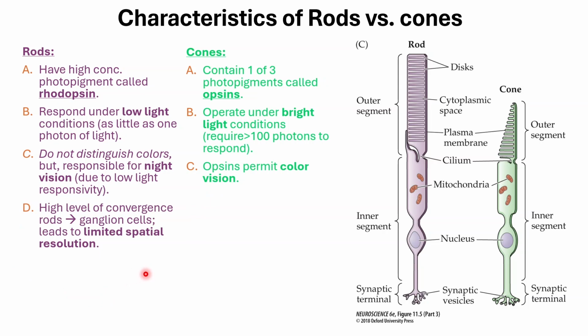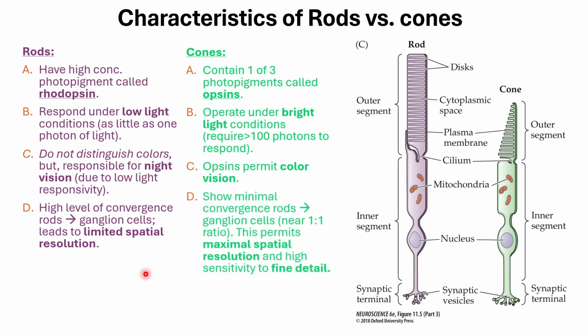There's a high level of convergence for the rods, which means that they provide little spatial resolution. I've got some slides that explain this in a little bit more detail. Whereas cones typically have very little convergence. Typically, a single cone will usually be connected to just a single bipolar cell, whereas for rods, there's a lot more convergence. And I've got a couple of slides that explain that in a little bit more detail.